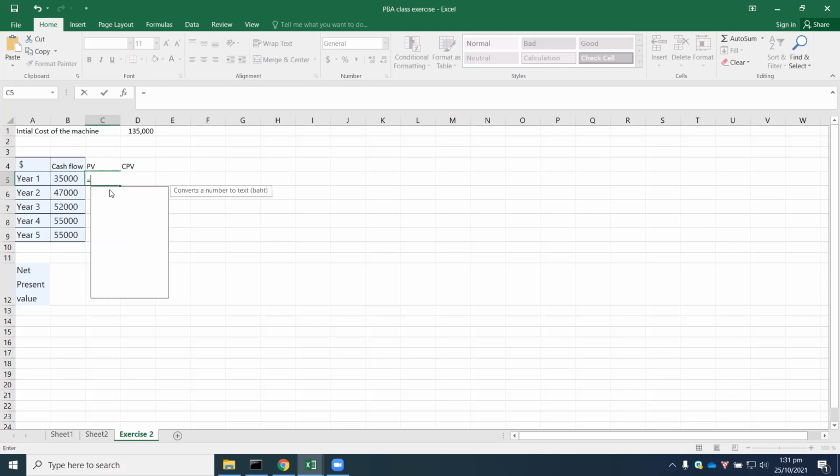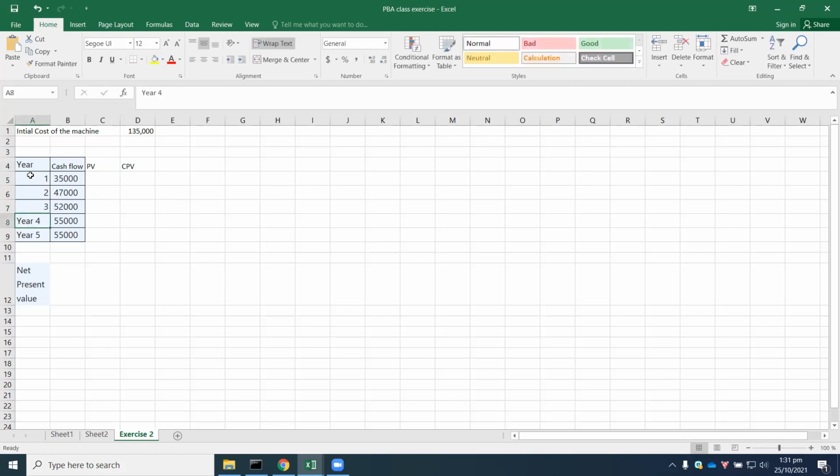Now what I will need to do in this case is modify the table: 1, 2, 3, 4, 5. Looks better now. So equals cash flow divided by 1 plus 0, and then to the power of time. So that is the very first value. Now you are getting an error. Why? Probably you might need to write this manually. There you go.